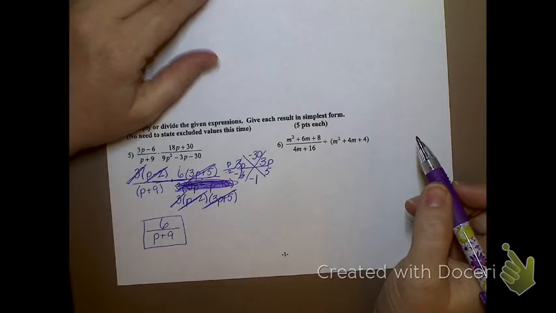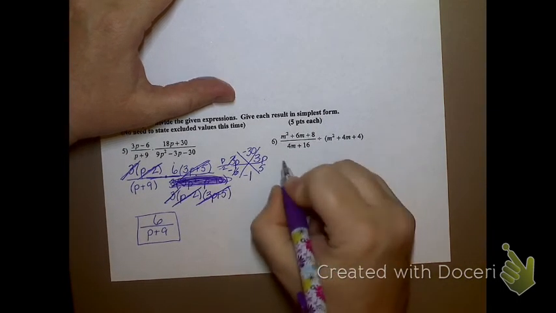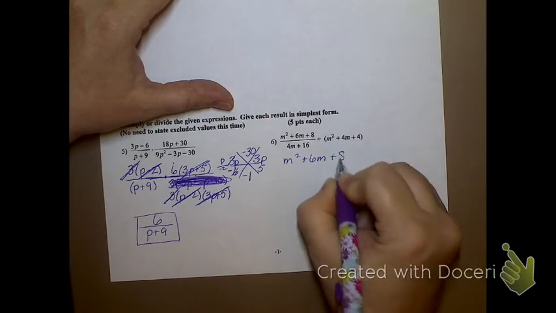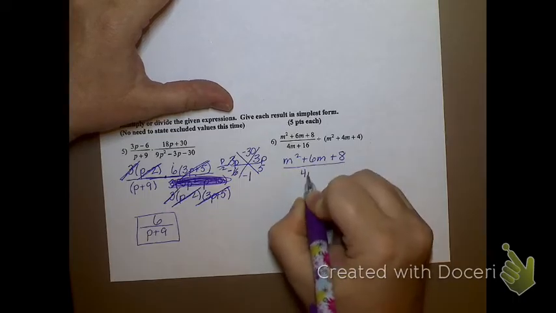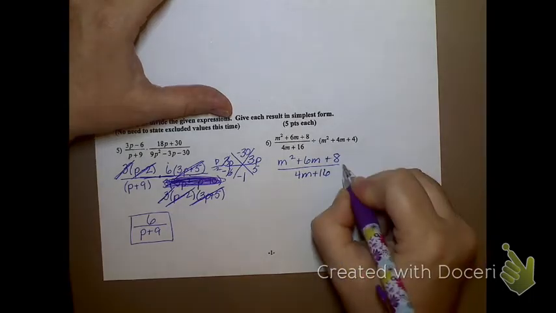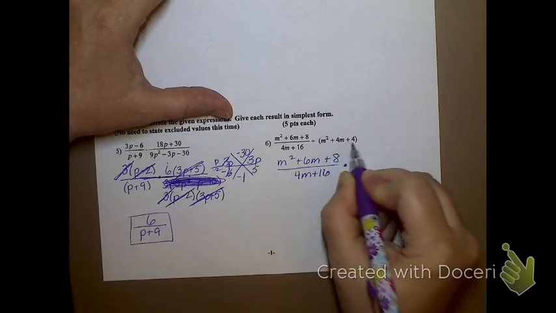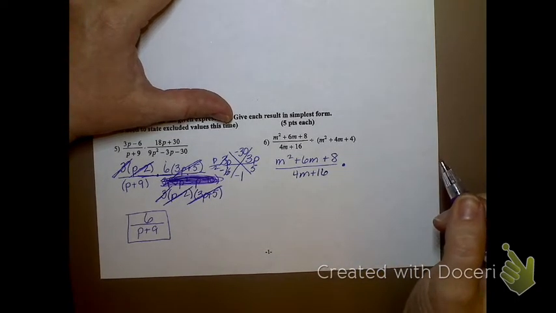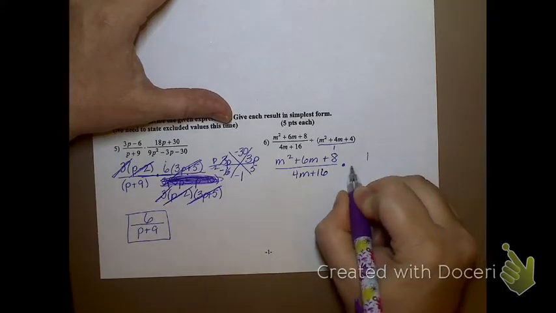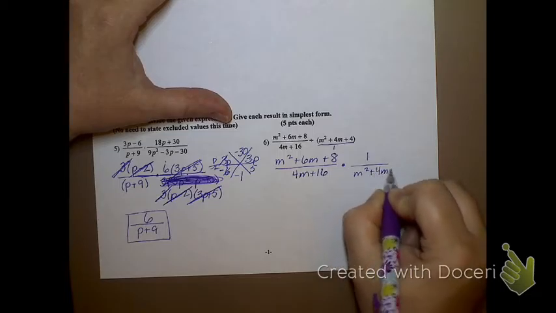How do I solve a division problem? It's not going to stay like this, is it? No. The first one's going to stay as it is: m squared plus 6m plus 8 over 4m plus 16, and I'll factor that in just a minute. But division is going to change to multiplication. And how do I flip this? It's not a fraction right now. How do I flip it? I put it over 1, so that when I flip it, it's 1 over m squared plus 4m plus 4.